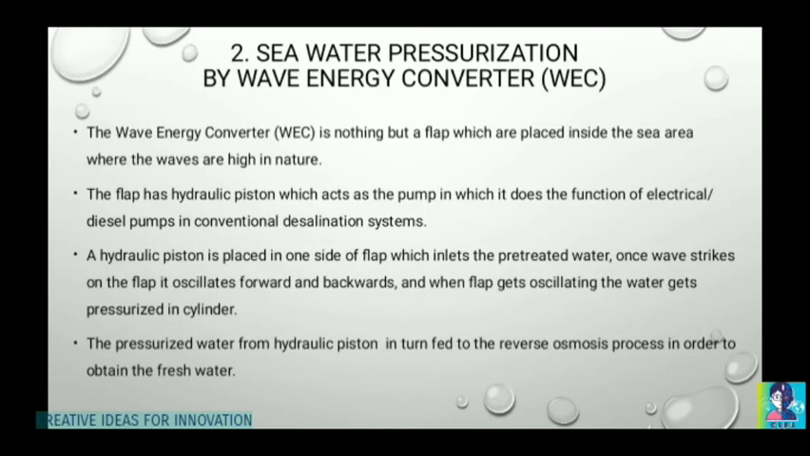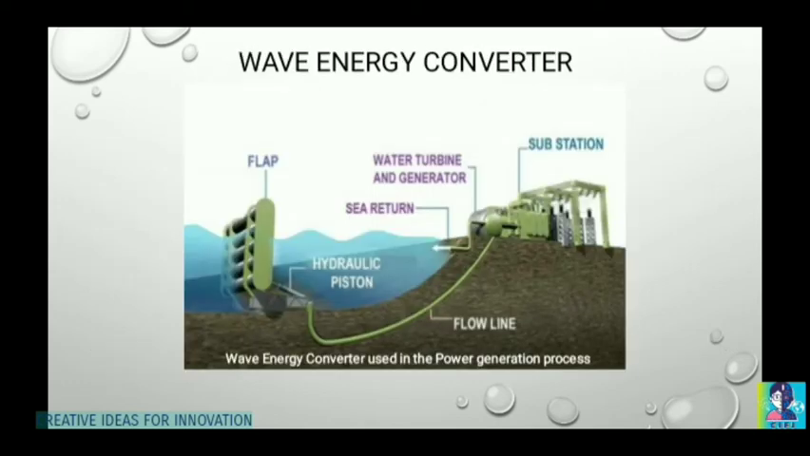The wave energy converter is nothing but a flap which is placed inside the sea area where the waves are high in nature. The flap has a hydraulic piston which acts as the pump, doing the function of electrical or diesel pumps in conventional desalination systems. A hydraulic piston is placed on one side of the flap, which takes in the pretreated water. Once a wave strikes the flap, it oscillates forward and backward, and when the flap oscillates, the water gets pressurized in the cylinder. The pressurized water from the hydraulic piston is in turn fed to the reverse osmosis process, in order to obtain the fresh water.